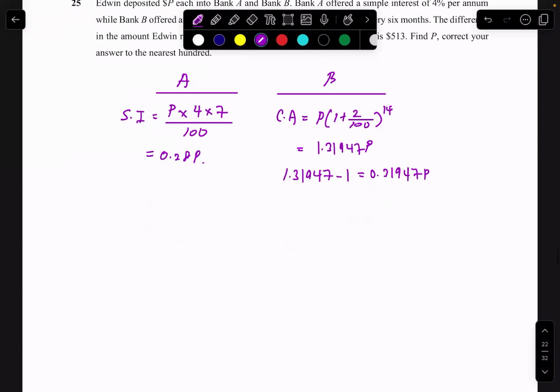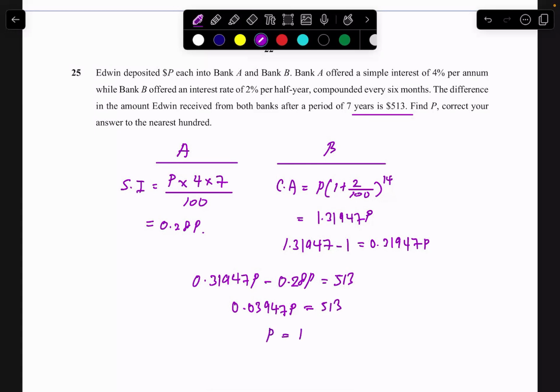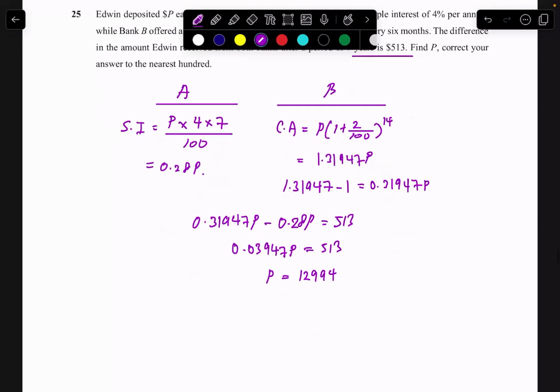So the difference in the amount is $513. Meaning 0.31947P minus 0.28P equals 513. So it will be 0.03947P equals 513. So P equals 513 divided by 0.03947, which is 12,994. Correct to the nearest 100, that will be $13,000.